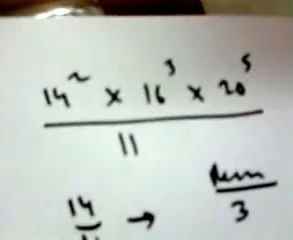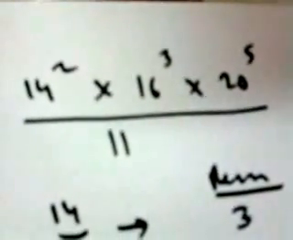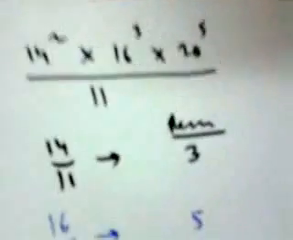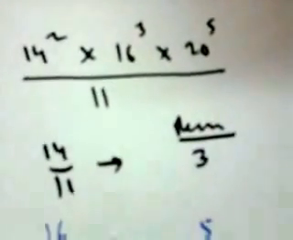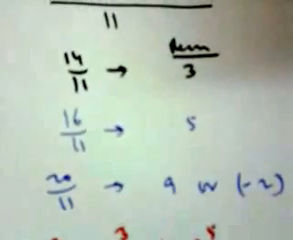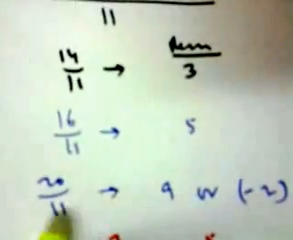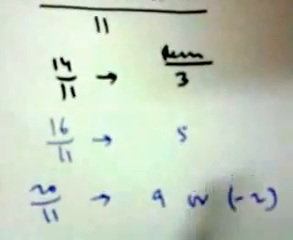Here is another typical example. Find the remainder of 14 square into 16 cube into 20 to the power 5 divided by 11. Like earlier, we first divide 14 by 11, the remainder is 3. 16 by 11, the remainder is 5. 20 by 11, the remainder is 9. Again, like before, since it is 9 and since we are dividing by 11, instead of 9 we can write minus 2.